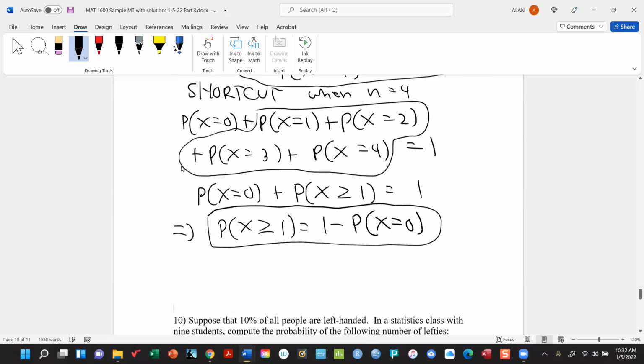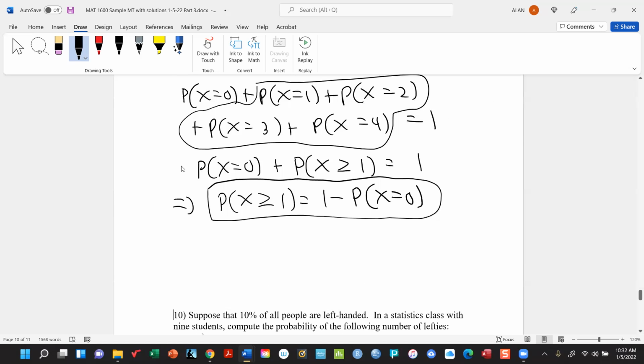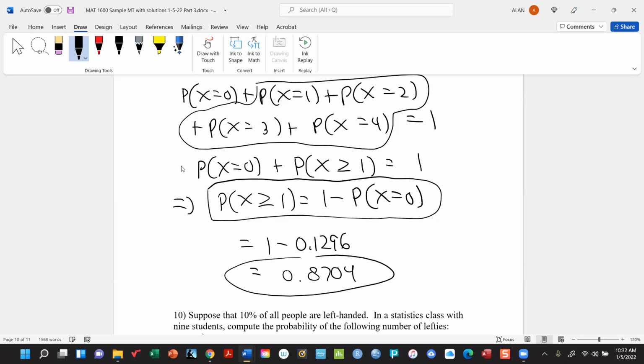All I have to do is calculate 1 minus the probability that x equals 0, which we saw earlier is 0.1296. So I just saved you a lot of work, because calculating the probability that x equals 1, 2, 3, and 4 would take a while. It would give you the right answer. But why do all that work when it's not necessary? The answer is you shouldn't.